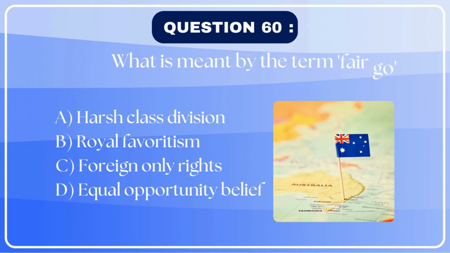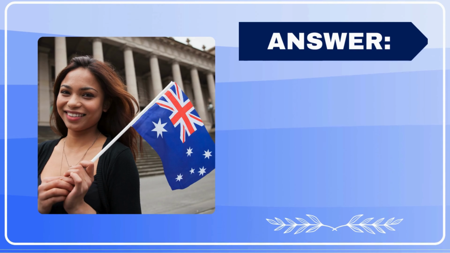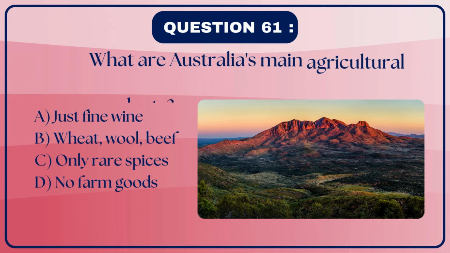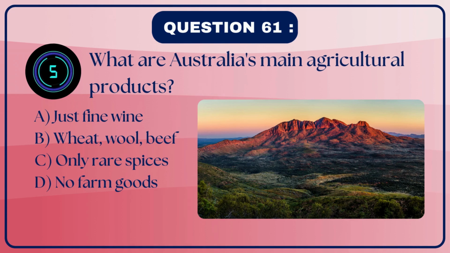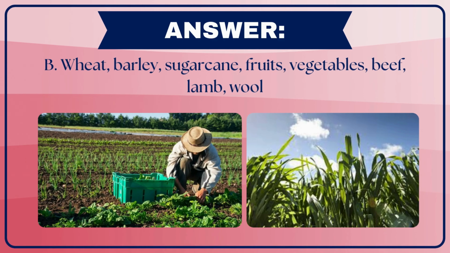What is meant by the term fair go in Australian culture? The belief in equal opportunity and fair treatment for all. What are Australia's main agricultural products? Wheat, barley, sugarcane, fruits, vegetables, beef, lamb, wool.